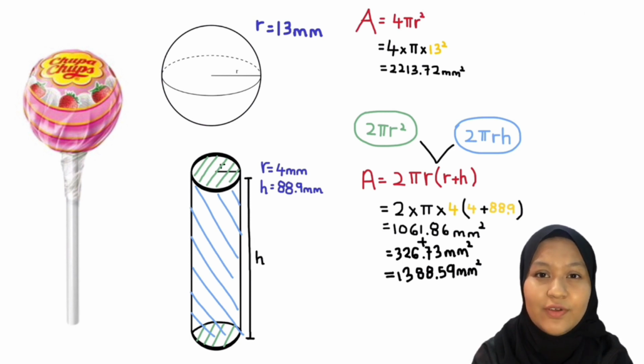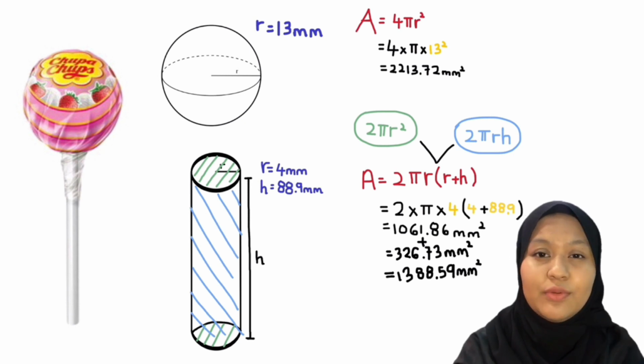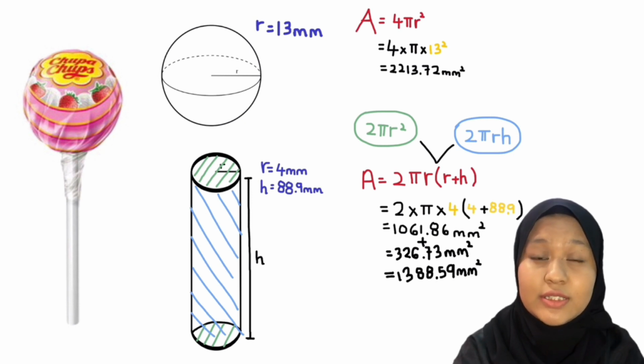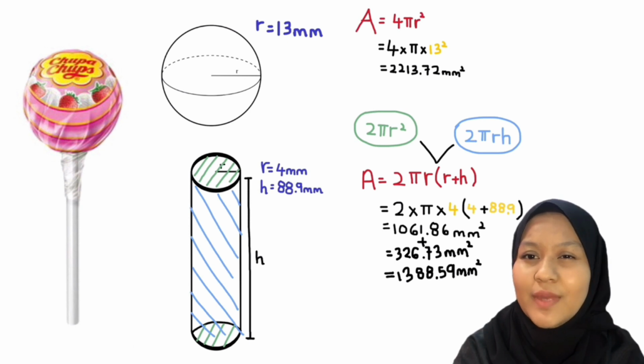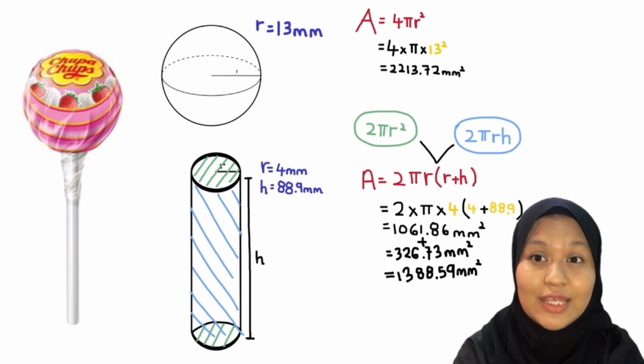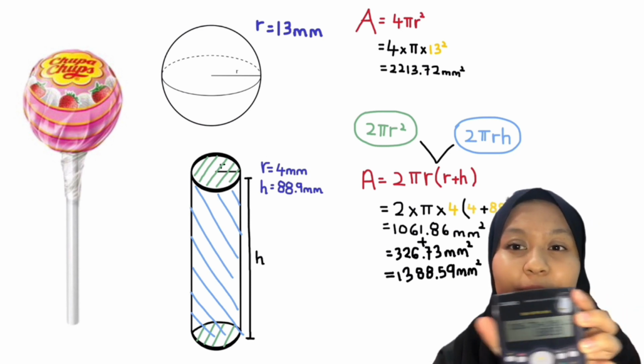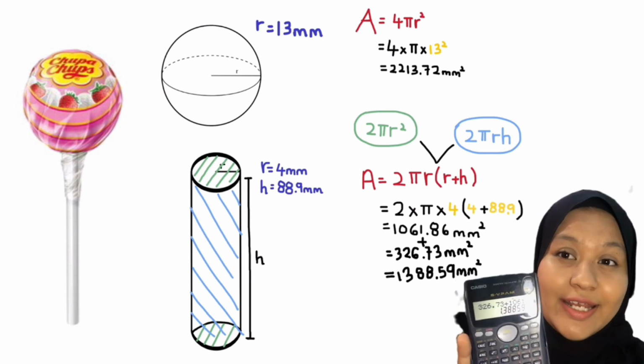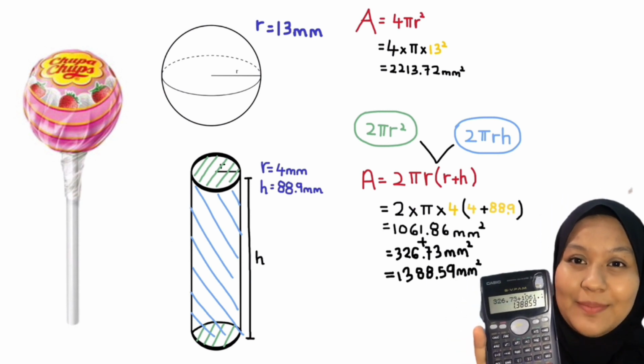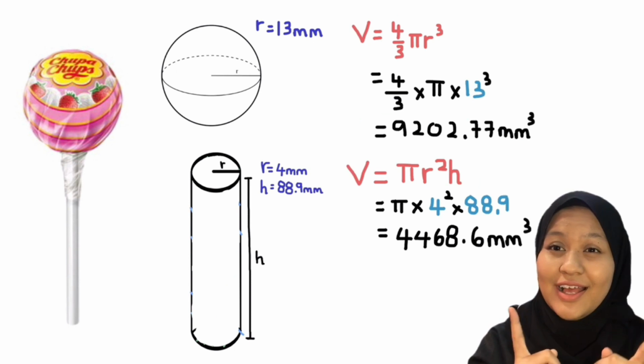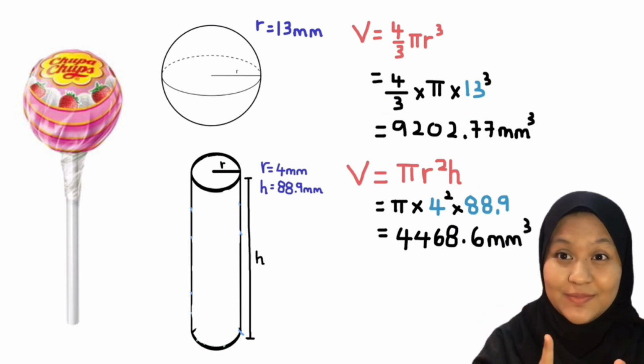For the rectangle, the formula is 2 pi r h. 2 pi r here is the circumference of the circle and the h here is the height of the stick, which is 88.9 mm. As a result, we will get 326.73 mm. Remember to total both the rectangle and circle areas, so it equals 1388.59 mm squared.